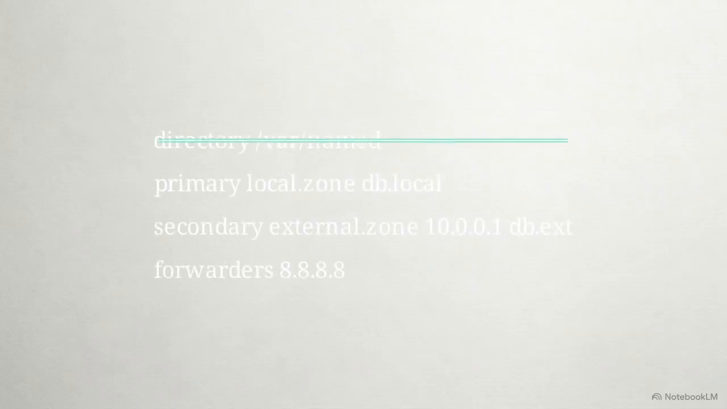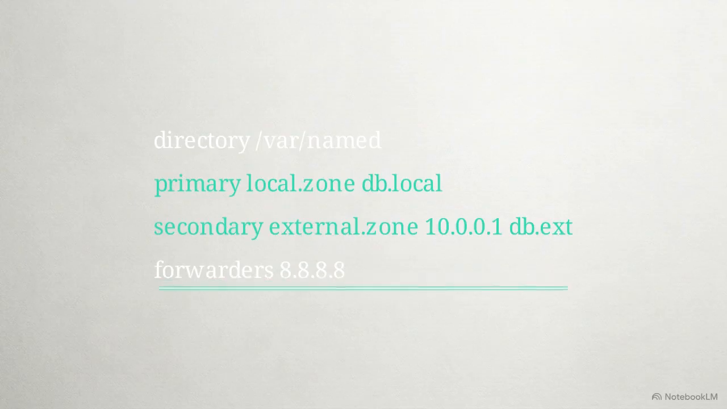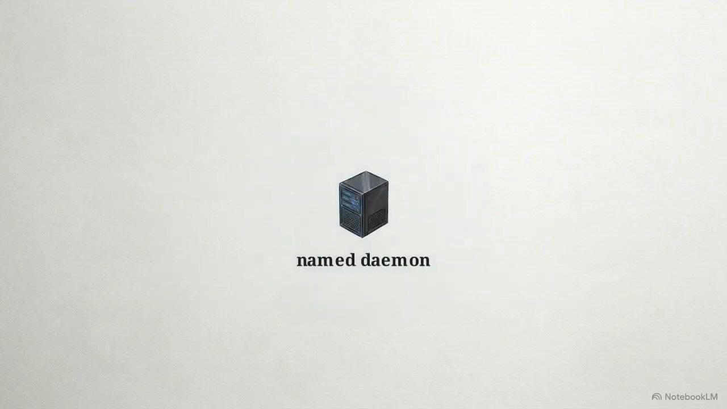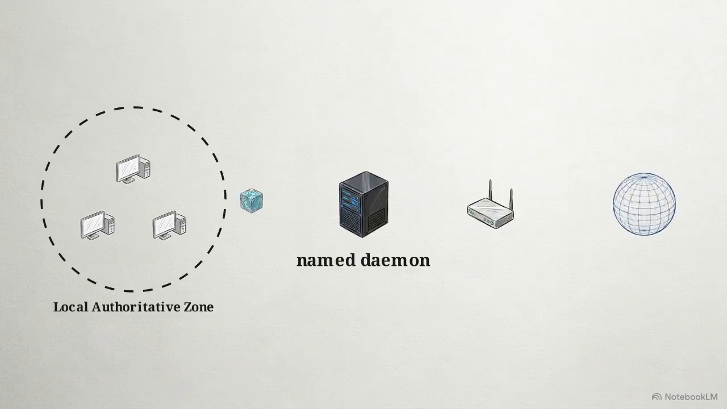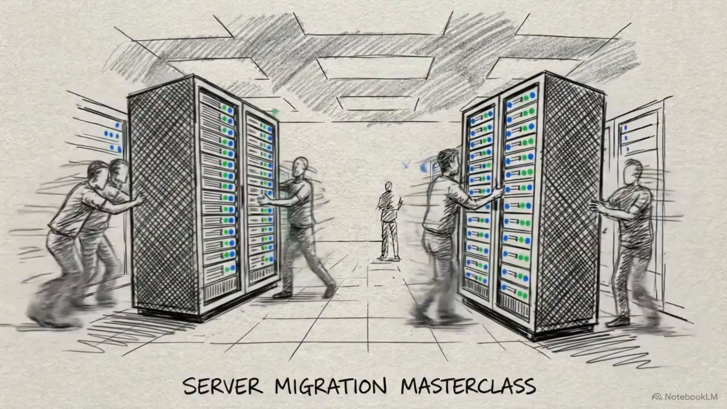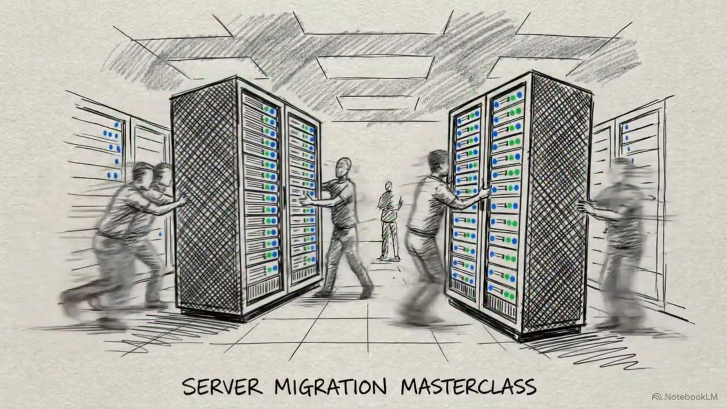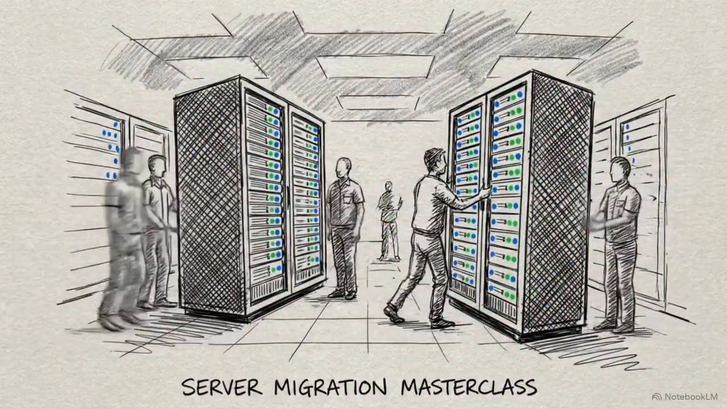When the named daemon starts up, it reads this file line by line. It uses the primary and secondary zones to answer local queries directly and forwards any unknown external requests out to the broader internet. Delegating this process to a dynamic daemon removes the need to manually update host files across your environment every time a machine moves.